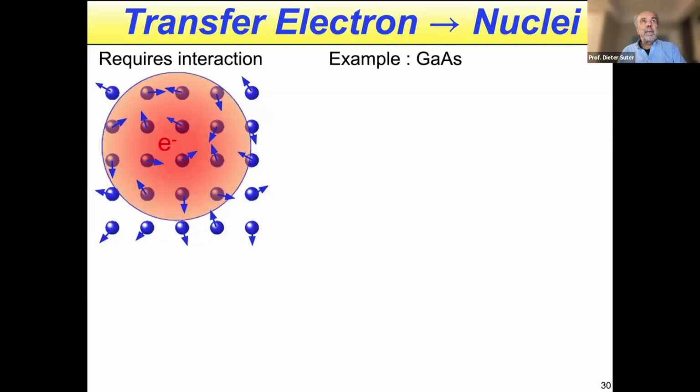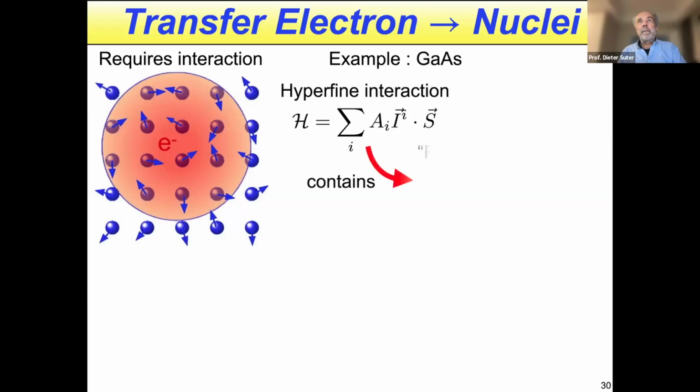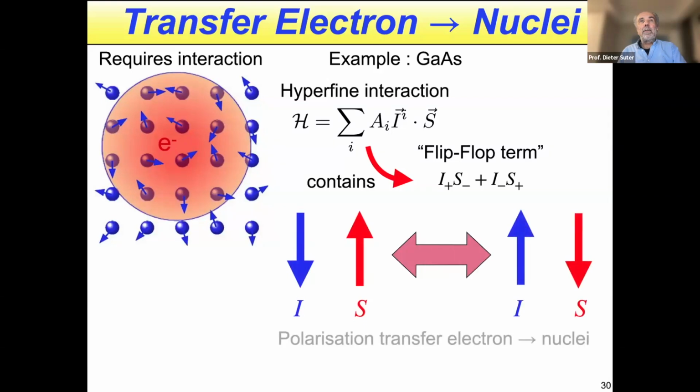Now, these electron spins are not point particles. They are typically in the form of an exciton, which has a radius of maybe 10 nanometers or so. So within this exciton radius, you have 10^4 to 10^5 nuclear spins, which interact by hyperfine interaction. And this hyperfine interaction allows to transfer the polarization from the electron to the nuclei.